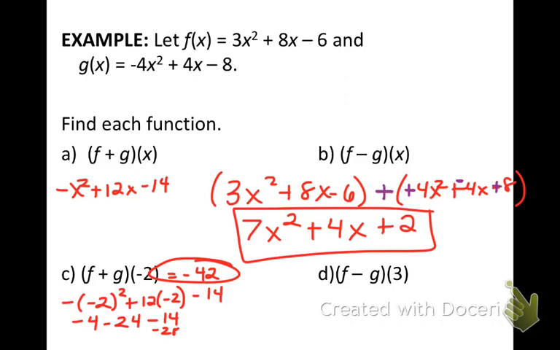Evaluate the subtraction, which we just did in part B, for 3. So I'm going to do 7 times 3 squared plus 4 times 3 plus 2. 3 squared is 9. 9 times 7 is 63. 63 plus 12 is 75. Plus 2 gets us 77.